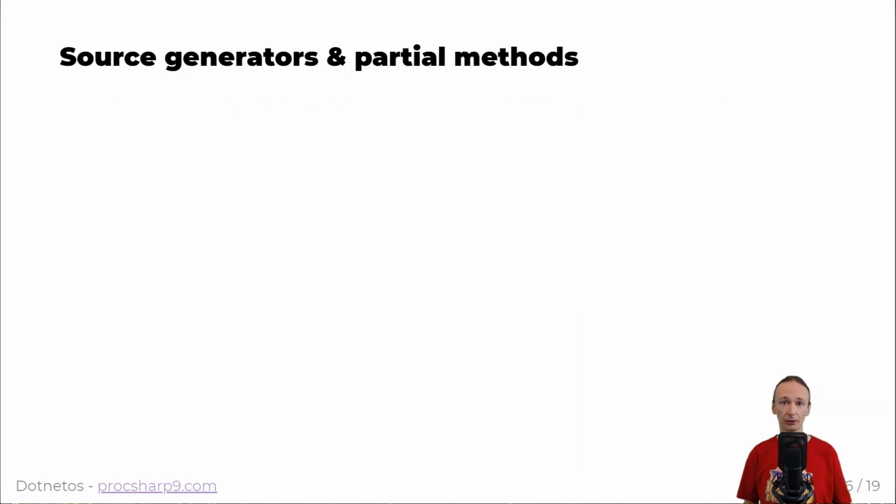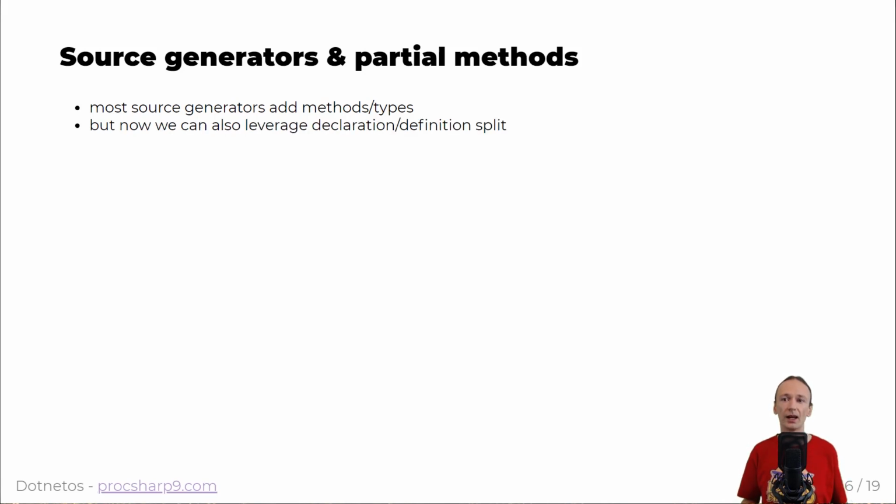Very nice thing. So let's return to this source generation story with the context of partial methods, because this is the topic of this lesson. Most source generators will add methods to a type because we are defining a partial class, and then the source generator will add some additional methods, behavior to this type, which will also be in the form of a partial class of the same type. But now we can also use this split between declaration and definition of a method with the help of partial methods.